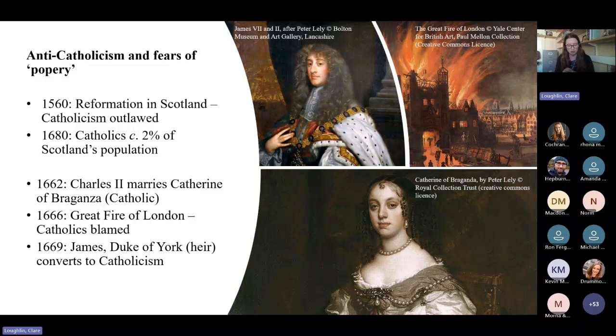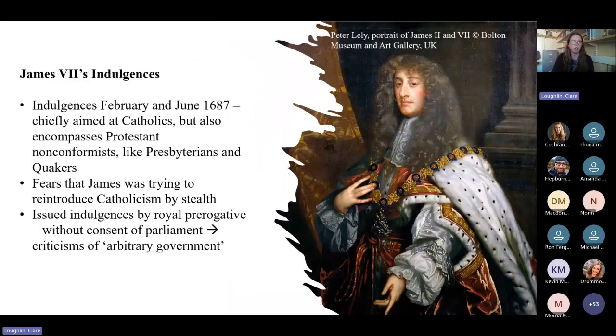Protestants could not countenance the thought of a Catholic on the throne again, and there were even attempts by Parliament to exclude James from the line of succession because of his Catholicism. There's a lot of ruckus about this in the 1670s and 1680s, but James does come to the throne peacefully. But he quickly becomes very unpopular, largely because of his religious policies.